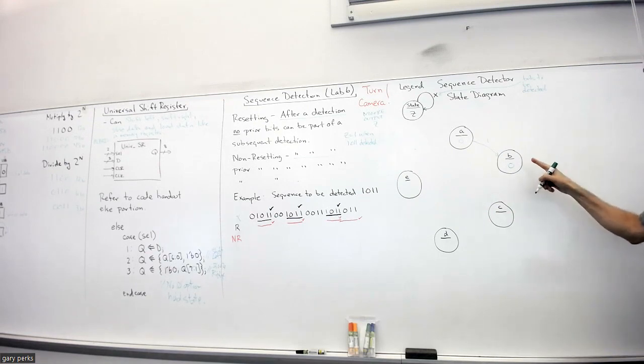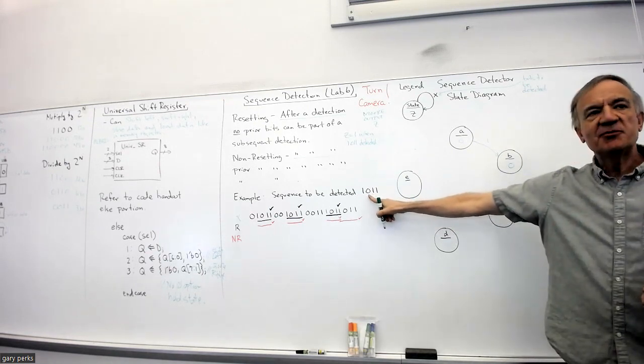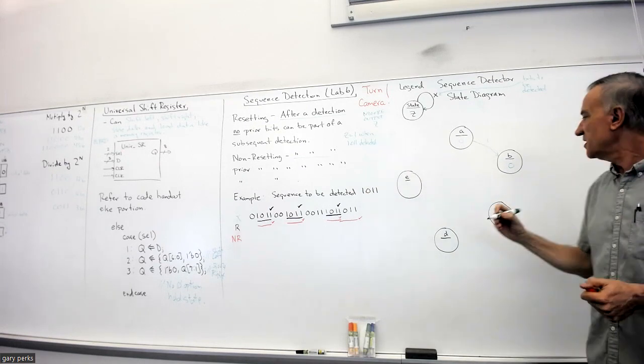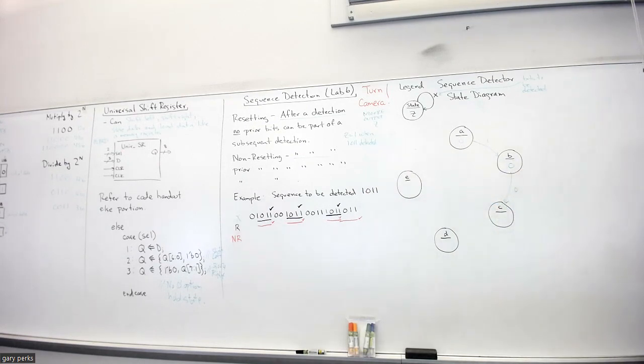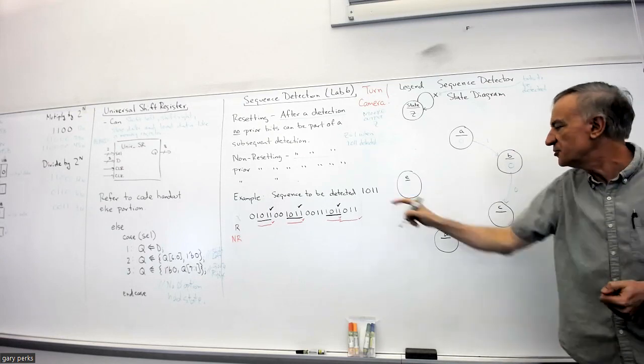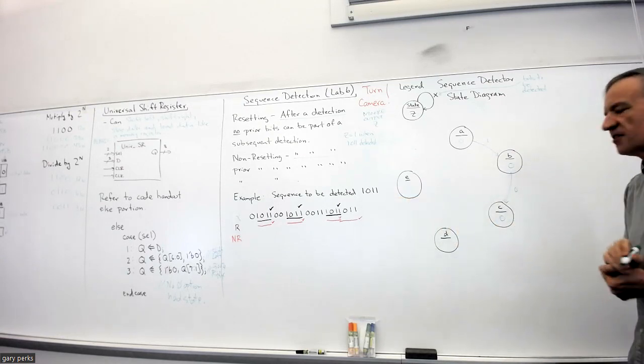Okay, when I'm in state B, if I get the next bit I'm looking for, 0, it's going to take me to the next state. So a 0 will take me to state C. But when I get to state C, I still haven't had a detection yet, because I only have these two bits. So Z is still going to be a 0.